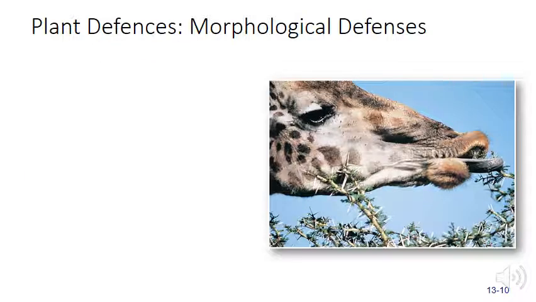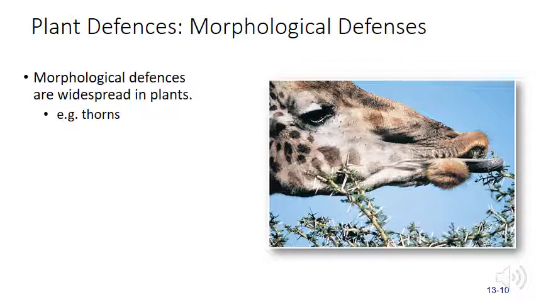So we're going to focus for a couple of slides now on plant resistance. So these are traits that make plants less likely to be eaten. And these can generally be split into two broad categories: morphological or physical defenses and chemical defenses. So morphological defenses are widespread in plants, and one good example would be the huge thorns on this acacia tree that make it very difficult for this giraffe to feed on the leaves.